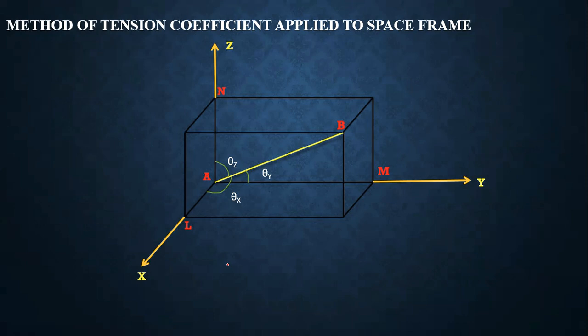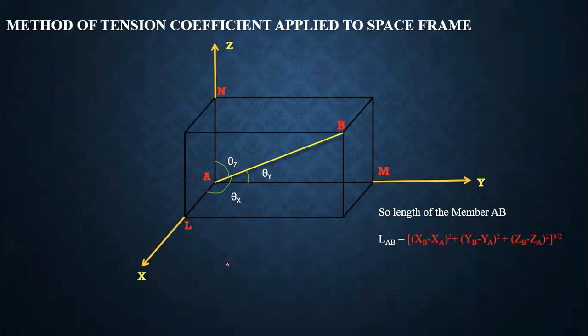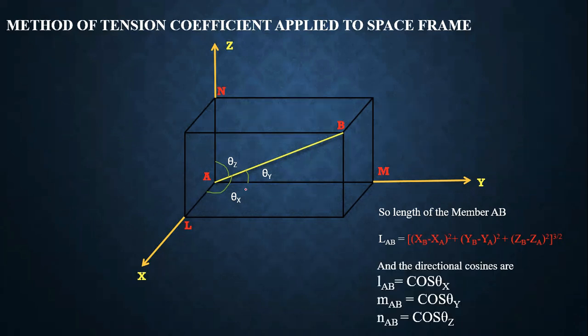Okay, so the length of member AB in a 3D frame or in 3D space will be equal to the square root of (XB minus XA) squared plus (YB minus YA) squared plus (ZB minus ZA) squared. L, M, and N are the direction cosines. So the direction cosines are LAB, MAB and NAB.